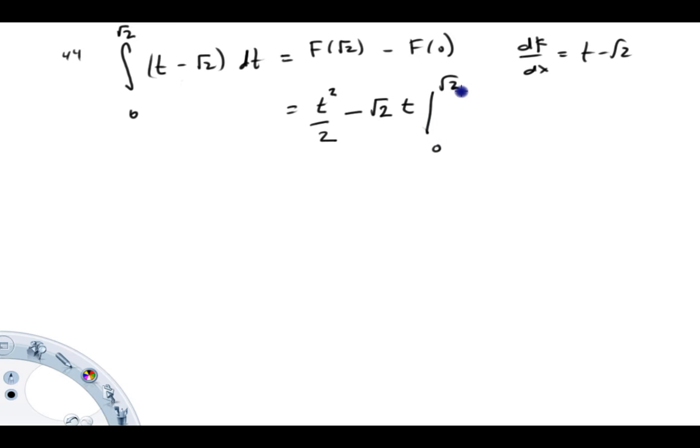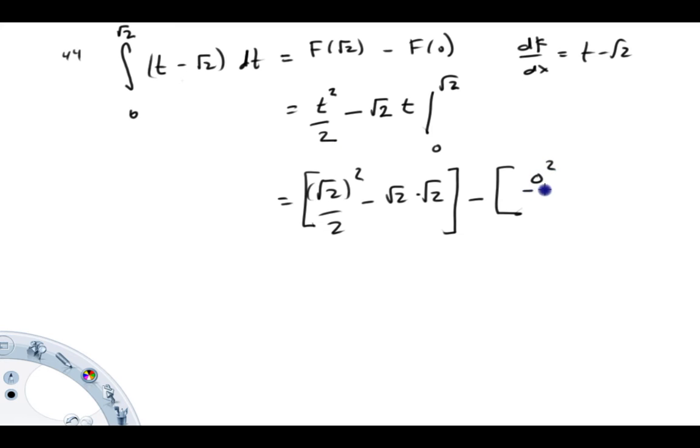Bottom limit, top limit. So this is going to equal, you put in your top limit, square root of 2 squared over 2 minus square root of 2 times square root of 2. I'll go ahead and put this in brackets. That's just the top limit. Minus, and I'll put this in brackets, putting in the bottom limit, that's going to be 0 squared over 2 minus square root of 2 times 0.